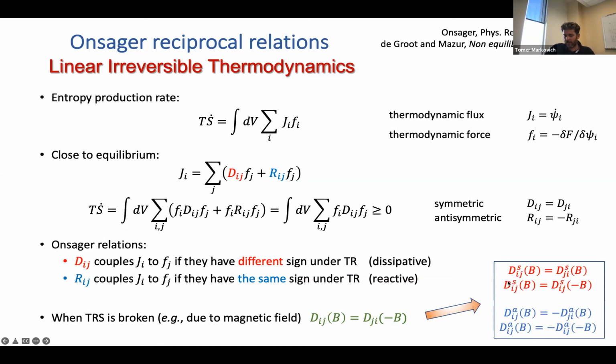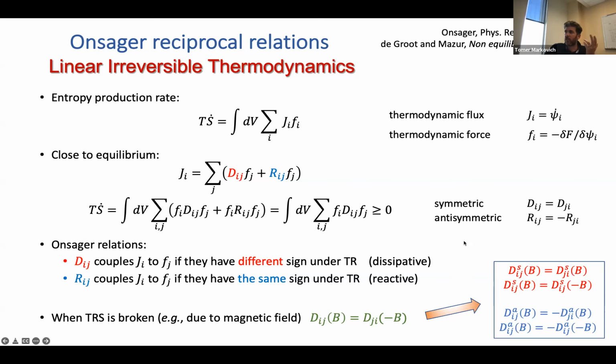So you can have two cases. You can have a tensor which is even under time reversal. If I change the direction of the magnetic field, it stays the same, and this tensor must stay symmetric to obey what we just said before. But you can also have an anti-symmetric tensor which is odd under time reversal. Then if I change i and j and change the magnetic field, I still obey the symmetry that Onsager said. Okay? So this actually looks like the reactive term. Even though it couples flux and force with different sign on the time reversal, because this coupling is odd on the time reversal, it's still reactive.